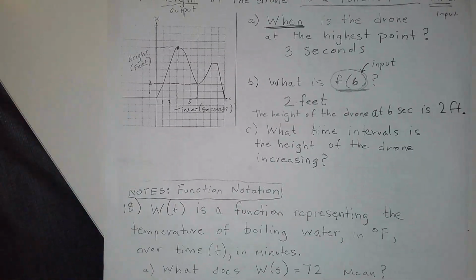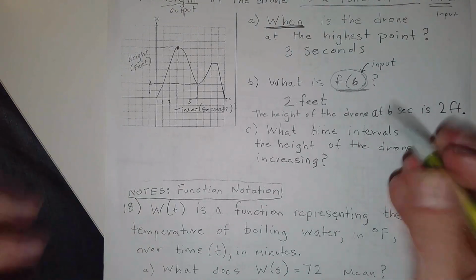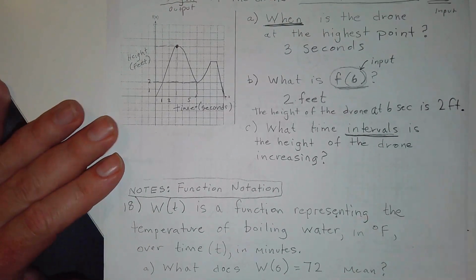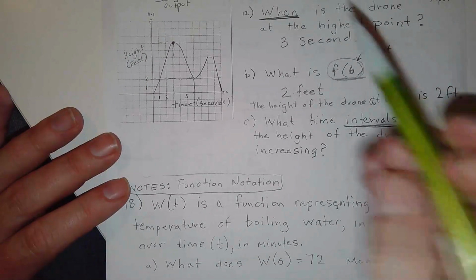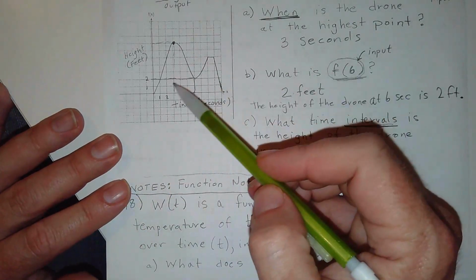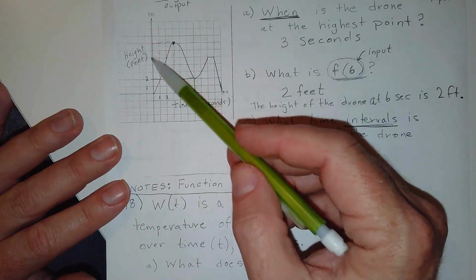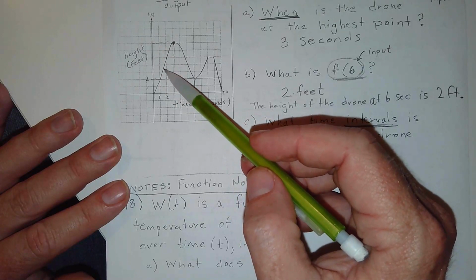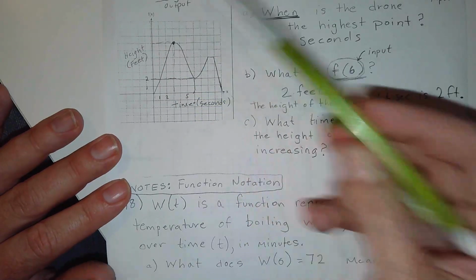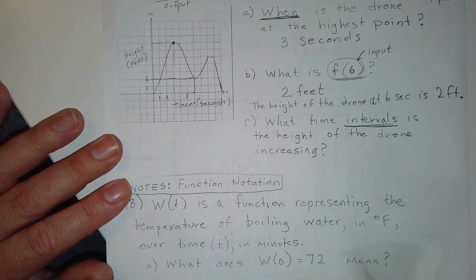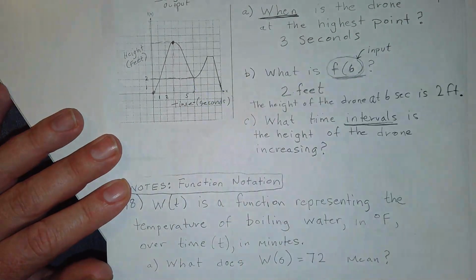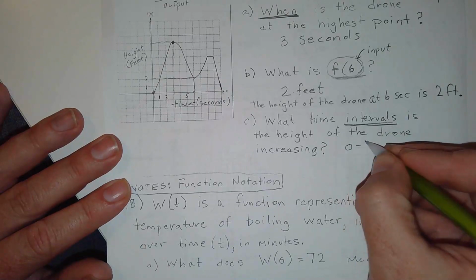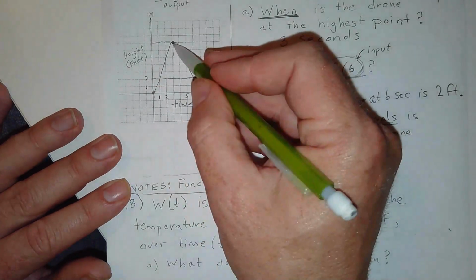Okay, C is what time intervals is the height of the drone increasing? So intervals, as a reminder, that is the start to the finish. So in this case, if I look at my chart, the height's increasing since this axis is height, then when this is going up. So in this case, between 0 and 3 seconds, the drone is going up.